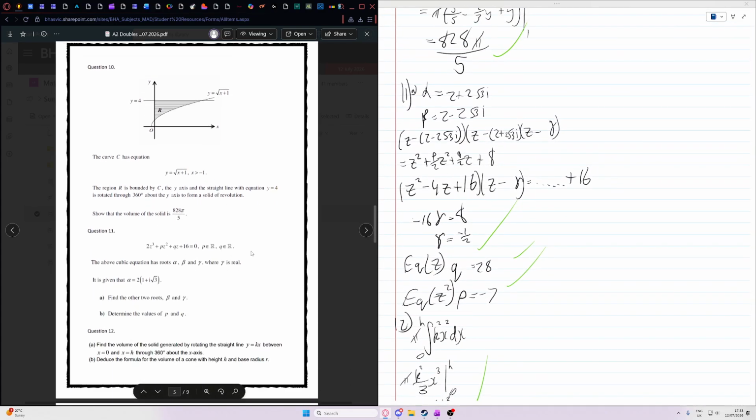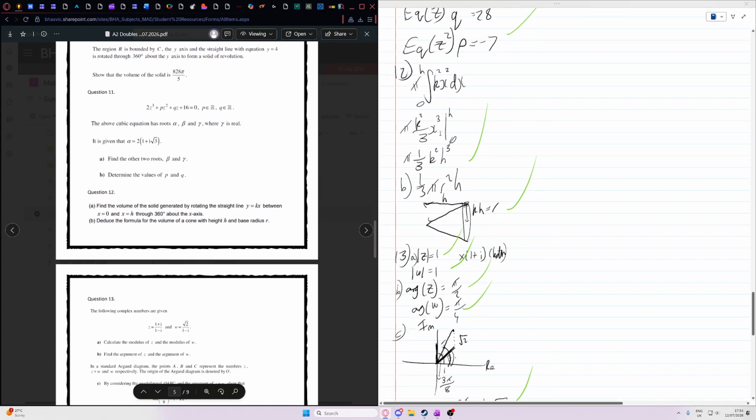Question 11. This is the kind of thing you saw last assignment. You know this is alpha, so beta is just the complex conjugate. There's a few ways you can do this, but I like to say this is the cubic. Obviously we have this, which is the cubic, and then this is the cubic. And you set them equal to each other, and then you could equate the coefficients to get q equals 28, p equals -7 after equating the other two coefficients, and then you get gamma equals -1/2 after doing the constant ones.